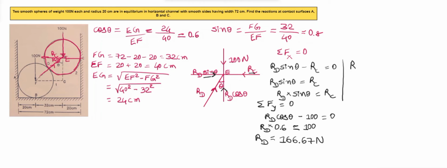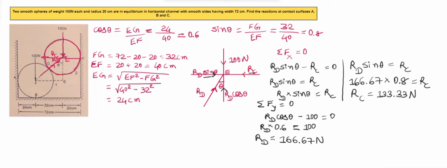Now this we can place here. Rd sin theta is equal to Rc, and from this we'll get Rc. Rd is 166.67 into sin theta is 0.8, which is equal to Rc. Therefore Rc will be equal to 133.33 Newton. So we have got the reactions acting on one sphere.